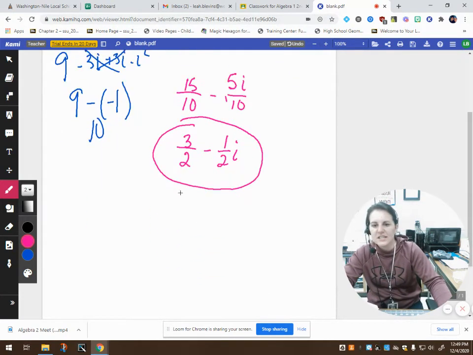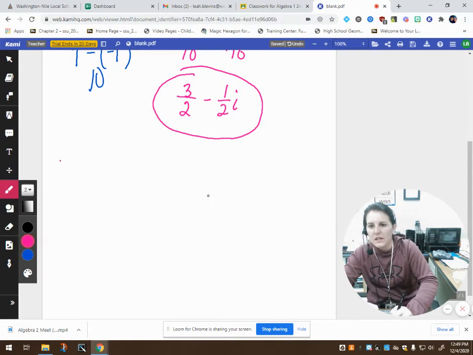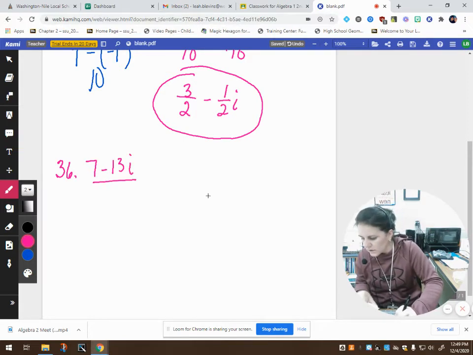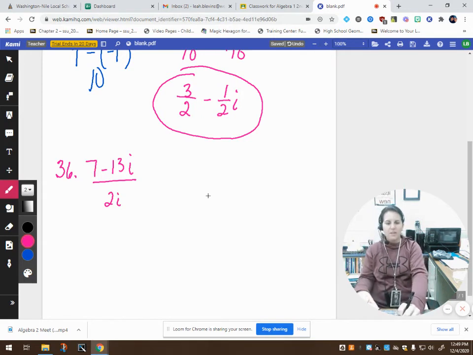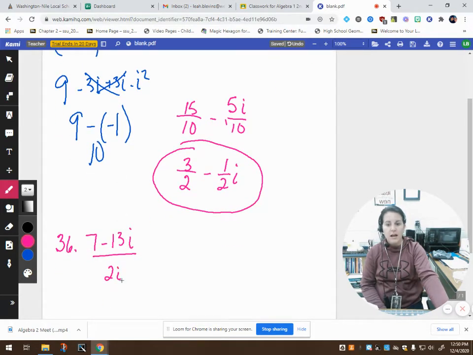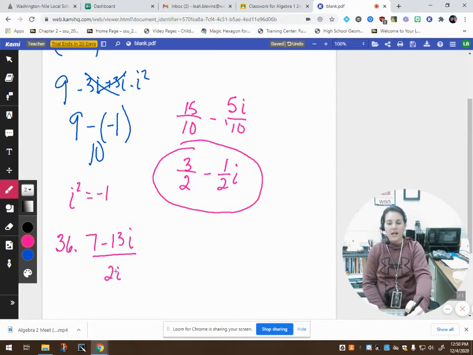So looking at number 36, it's a little bit different. It says 7 minus 13i divided by 2i. So again, we can't have an imaginary number in the bottom, but thankfully it's not as complex as number 35 was. There's not two terms, there's just the one term. I've got to think back to what I know: i squared is equal to negative 1. So if I can somehow get this i to be i squared, then I'm no longer going to have an i in the bottom. I can change that i squared to negative 1, so then I'm just going to have negative 2. So that's what I'm going to do.